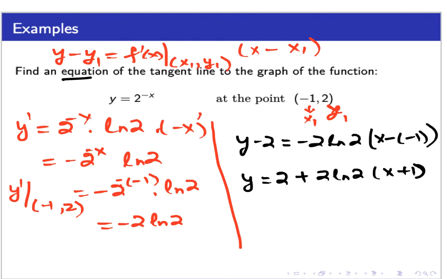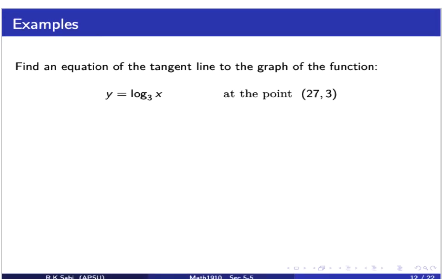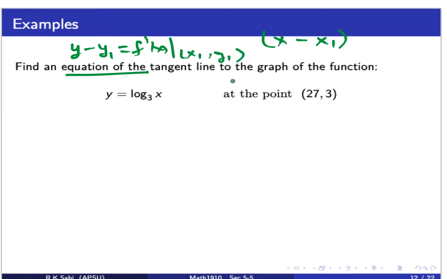Okay. Now let's look at a problem where our function is a logarithmic function which has a different base. Okay, so once again, we need y minus y1. We're going to find the equation of a tangent line. And it's f prime of x evaluated at x1, y1 times x minus x1. This time my x1 is 27, y1 is 3.